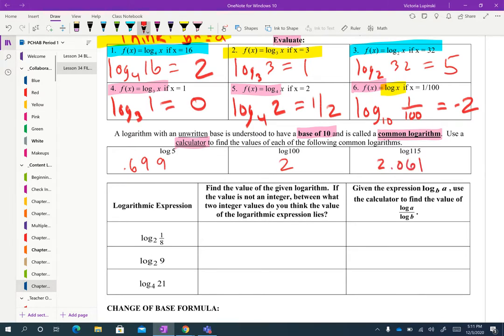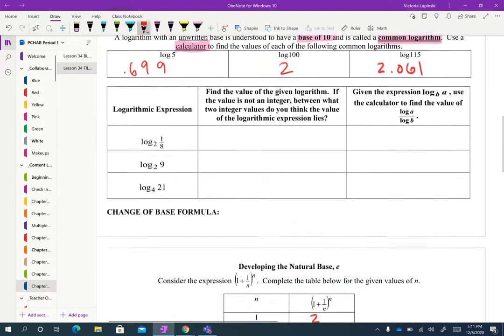So there are some problems where you're going to have to use a calculator, and then sometimes you're not going to have access to it. And we'll try to talk about both of those scenarios. Then take a look at the next set here.